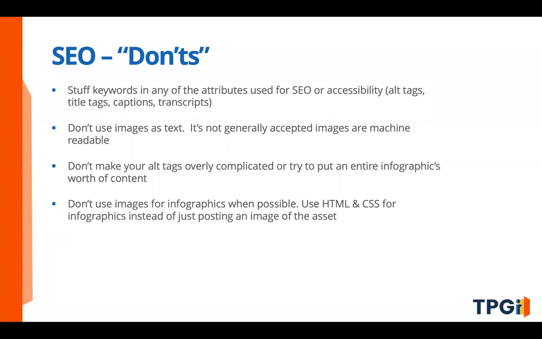Don't make your alt tags overly complicated or try to put entire infographics worth of content. This is kind of like an art form in describing what an image may be. You don't want to overburden a screen reader user with trying to understand what is in an image. You just want to describe and give the general understanding of what that image is conveying. And lastly, don't use images for infographics when possible. Use HTML and CSS to code it onto your site versus just posting the image. And that actually is just beneficial for everyone.